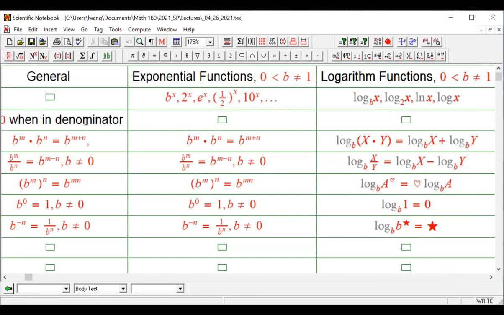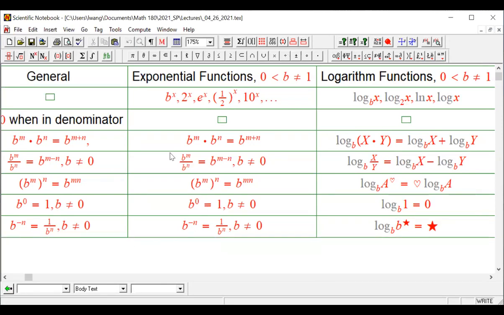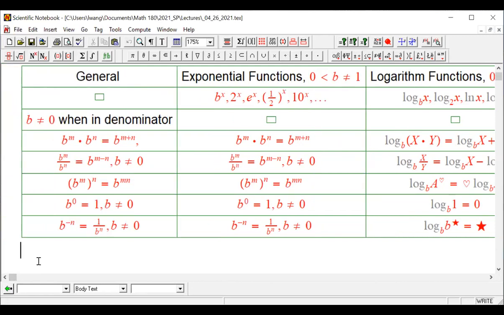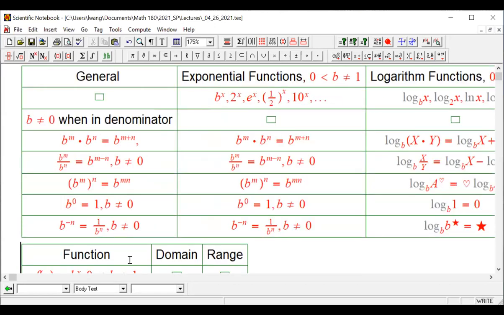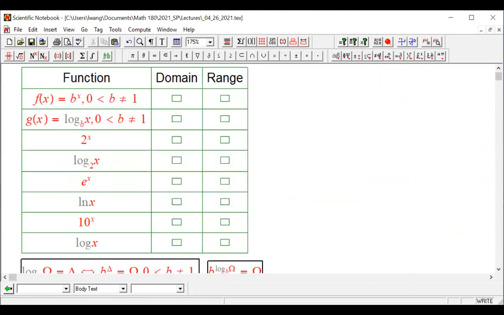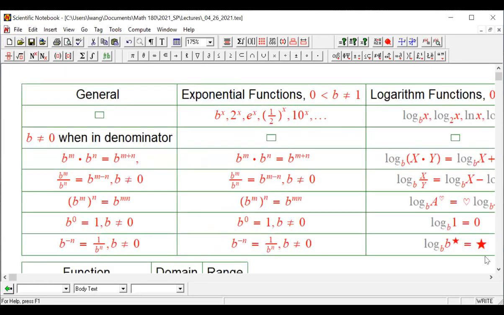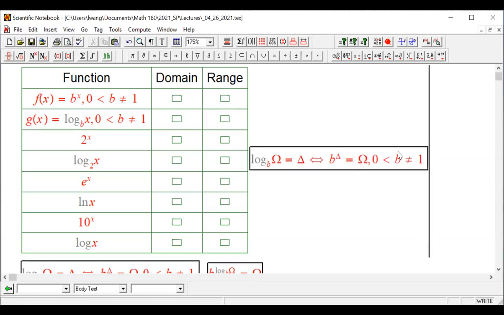So these are the properties we have gone over, and they are all in the general sense. These are the properties that we used. You see traces of them in basic one, which is to determine the domain and range, because we understand the definition. The definition is really the king. This definition right here dictates the domain and range for all of these functions.